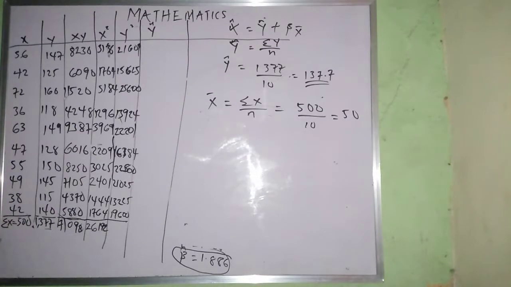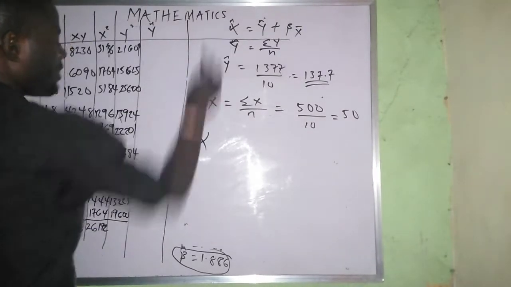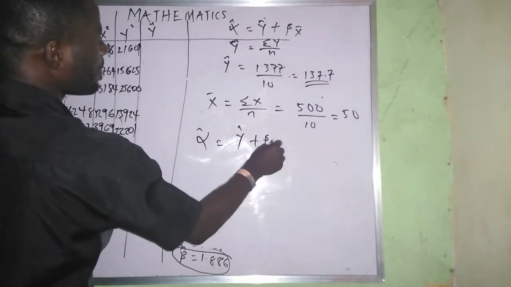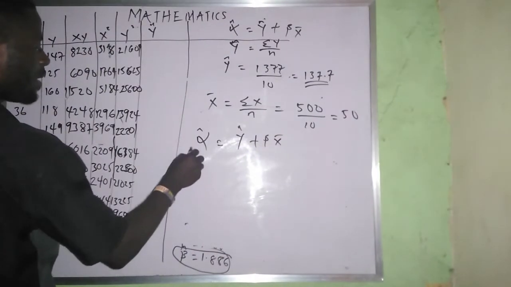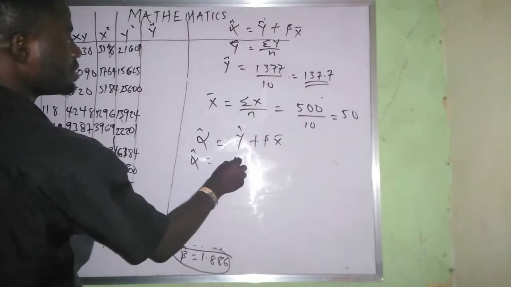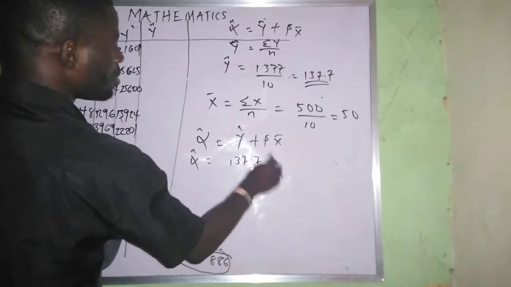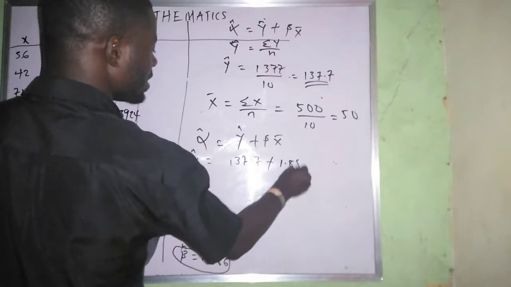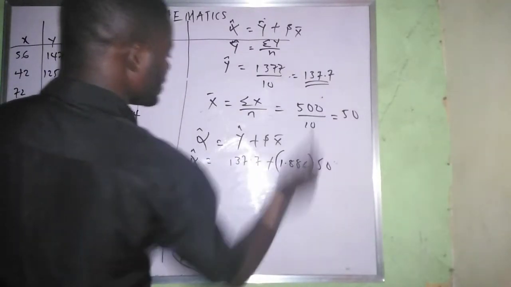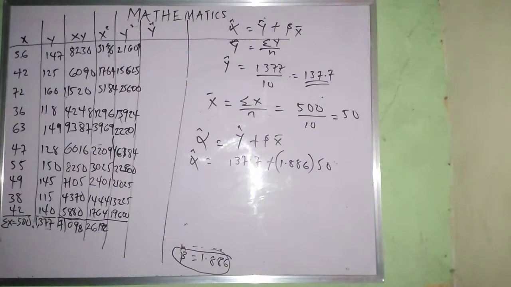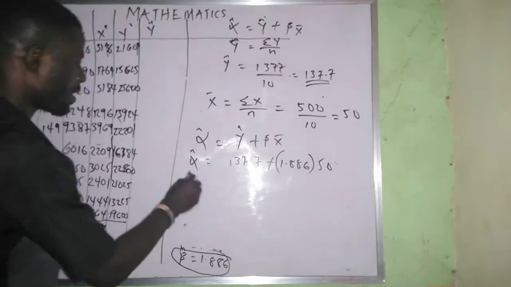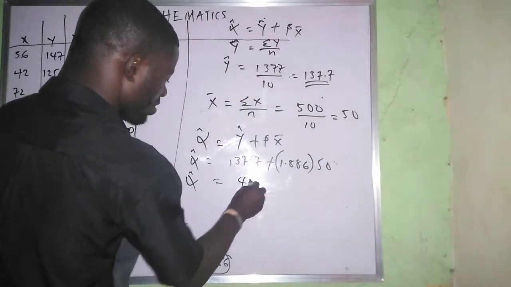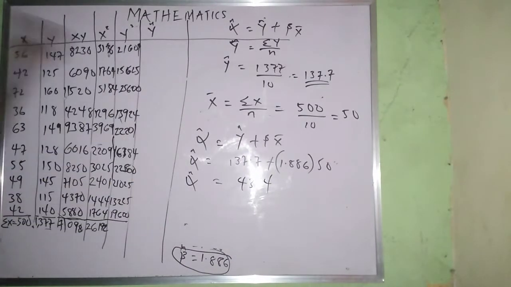Now, since I have those two values, I have my y bar and I have my x bar, I will now say that about my alpha. It will be equal to y bar minus beta x bar, which is 137.7 minus this one that I have here, 1.886 bracket of 50. Now if I use my calculator and push it, I'll be having 43.4. It means my alpha cap is equal to 43.4. Now, I have my beta, I have my alpha, I have everything that I need.